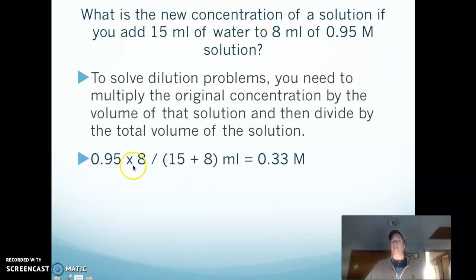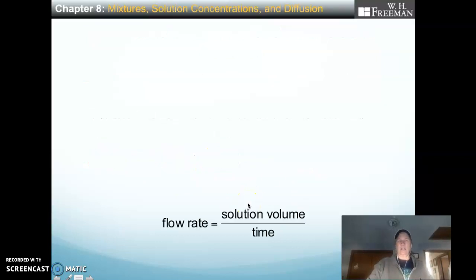I added 15 milliliters plus the original. So instead of being 8 milliliters, now it's 23 milliliters. So I take this divided by 23 and I get 0.33. And that's my new concentration.